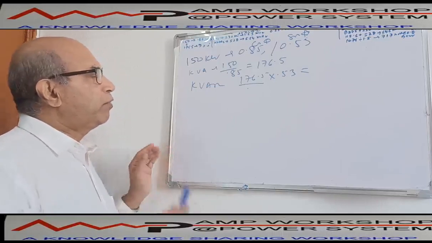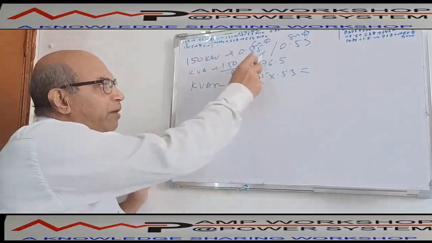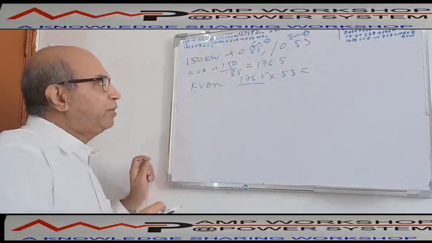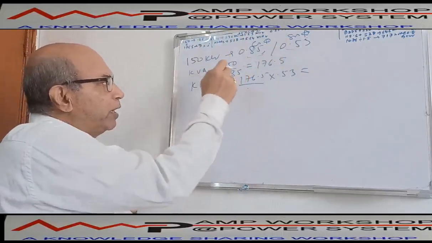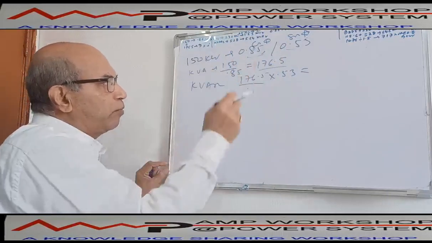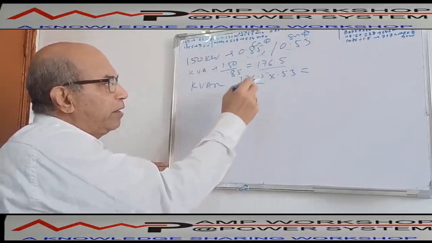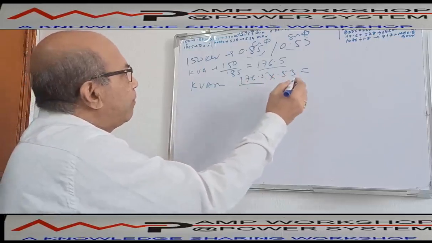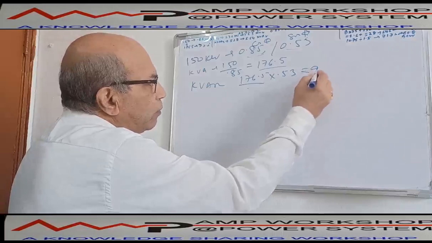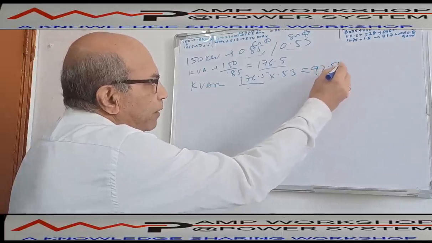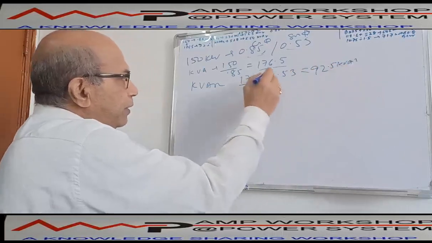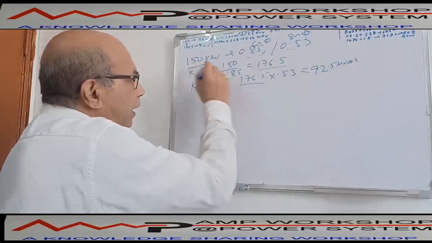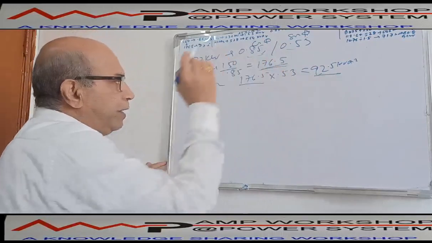So if we consider a 150 kilowatt motor at 0.85 power factor, and this sin phi is 0.53, the motor kVA will be 150 divided by 0.85. You calculate 176 kVA. Motor kVAR equals 176 into 0.53. This will come approximately 92.5 kVAR. This is the running requirement. This is the running kilowatt, this is the running kVAR, and this is the kVA.